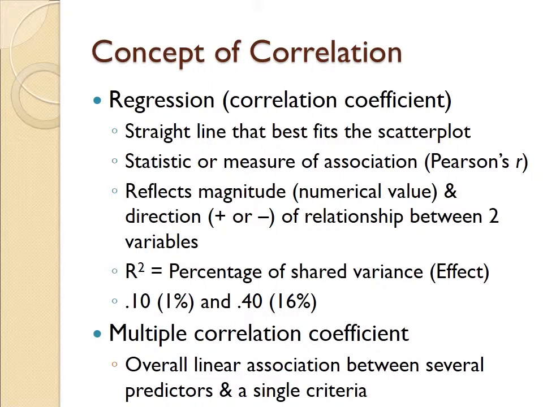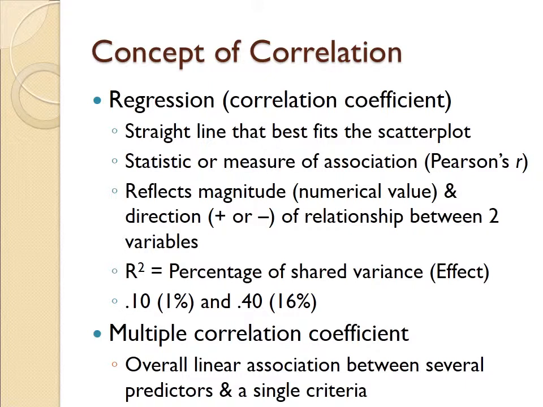So a couple of things about the regression. The regression produces a correlation coefficient. That's the test score. Again, that's not the p-value. That's the actual test of how big is the effect. And that's generally referred to as Pearson's R. And what it represents is a straight line that best fits that scatter plot of data. So it's a statistical measurement of association, Pearson's R.